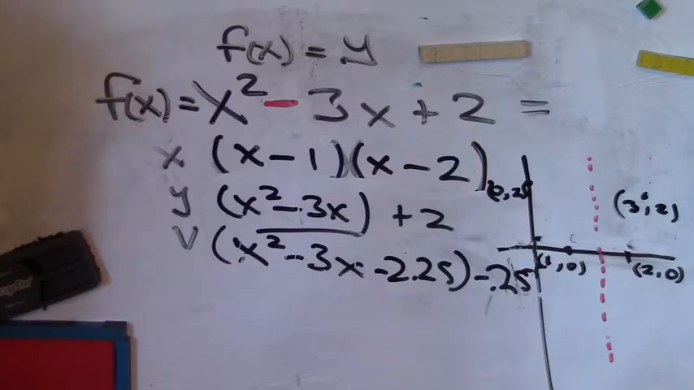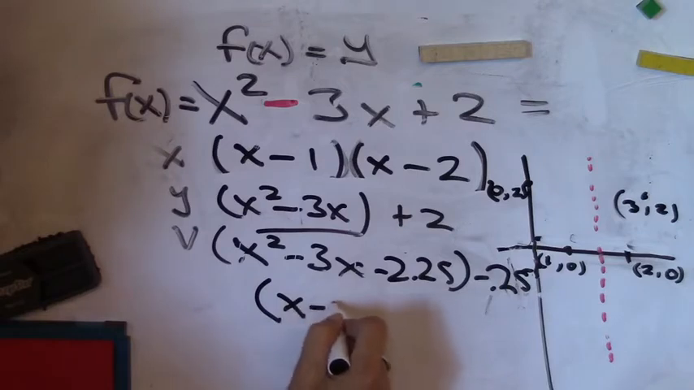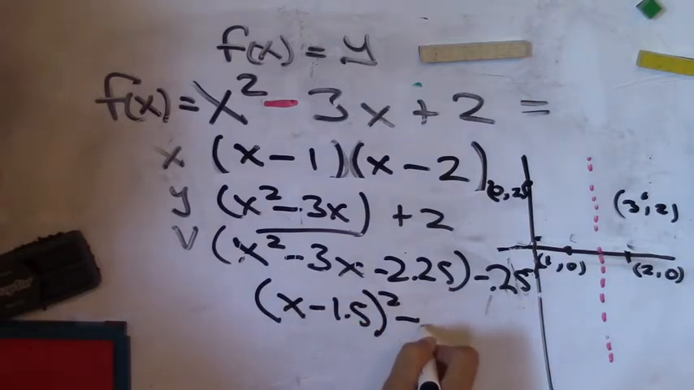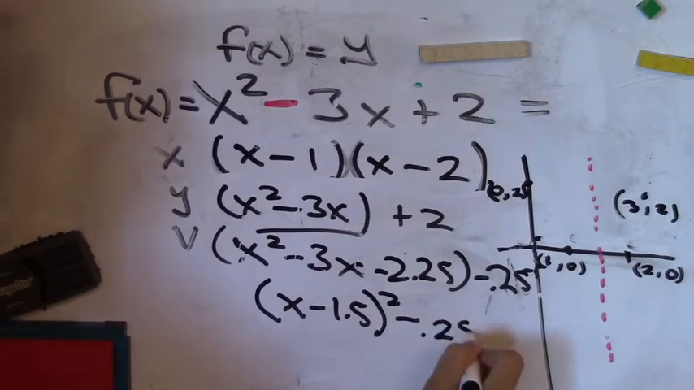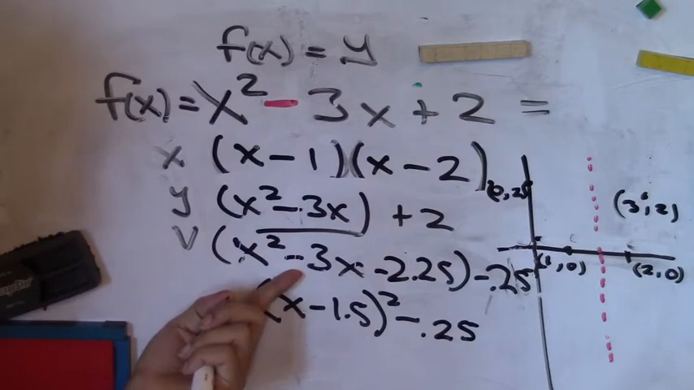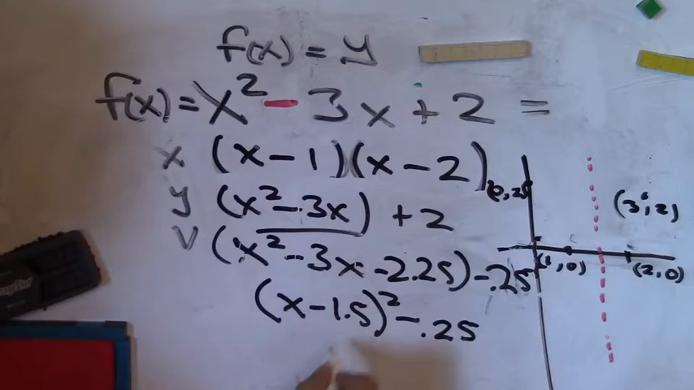And then put some English in your notes. Why did I do this? Well, so now I can do this. This is x minus 1.5 squared minus 0.25. Did I just not factor this and make it a square and make the side same? Well, there's my vertex form. And what is it? There is my x, and there is my y.